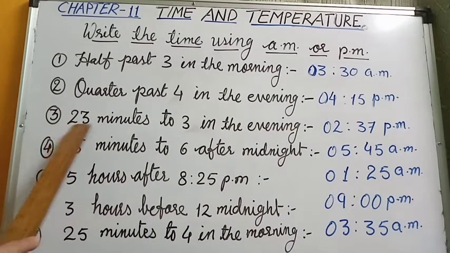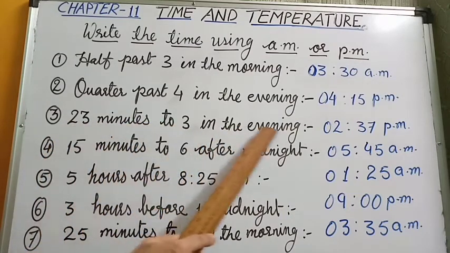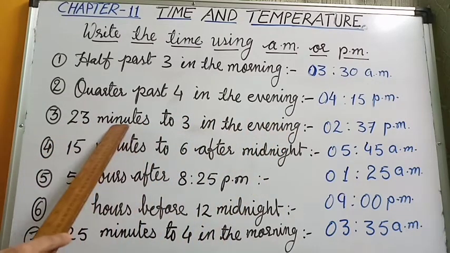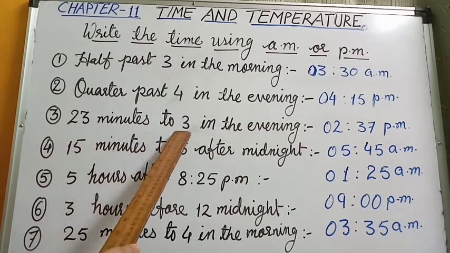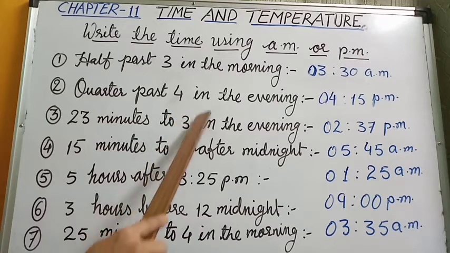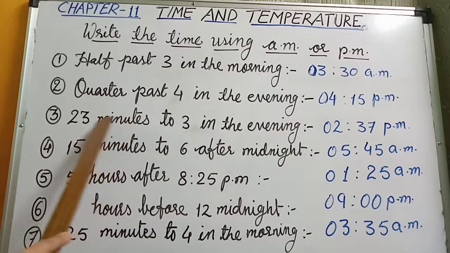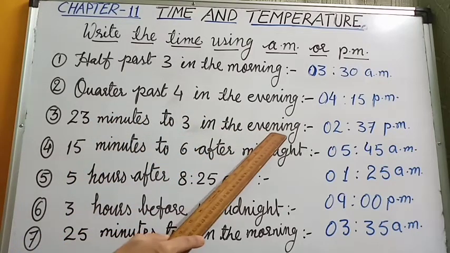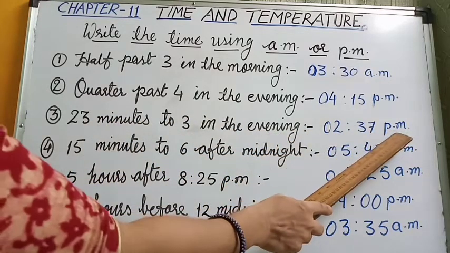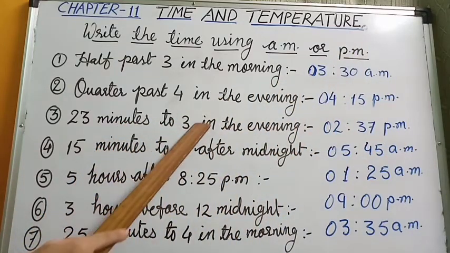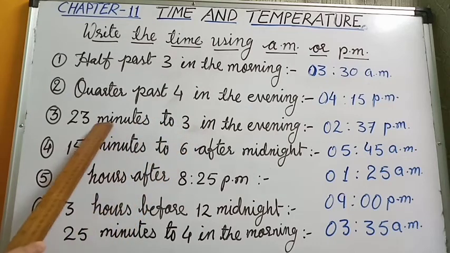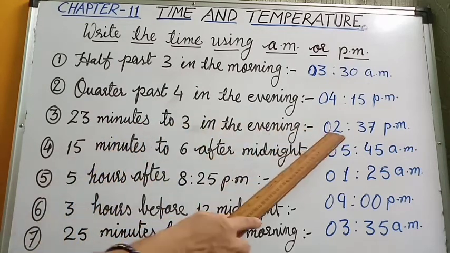Next is 23 minutes to 3 in the evening. Whenever the time is like this, minutes to means that the time has not exactly happened yet. That means some minutes are left. So here evening is there, that means we can write PM. But what about hours and minutes? It is not exactly 3 o'clock. Some minutes are left. So we can write 2.